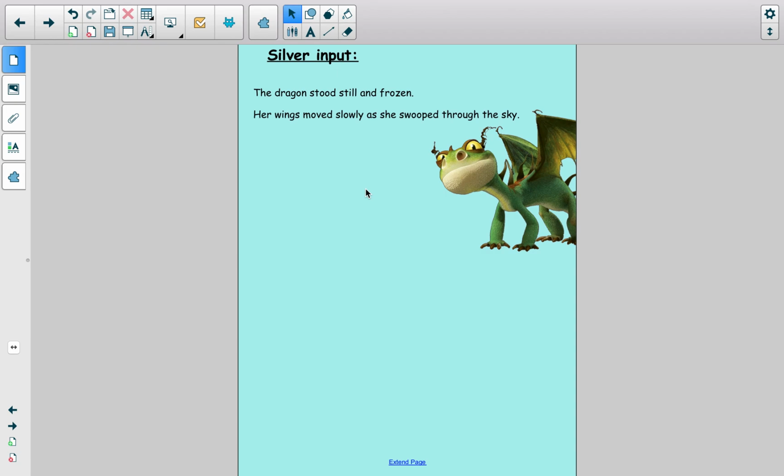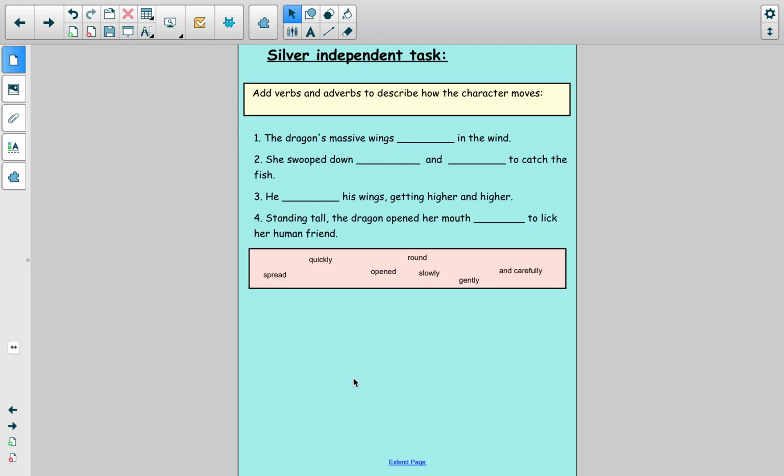If you think that inputting verbs and adverbs will challenge you enough in this lesson, then pause the video here and add verbs and adverbs to describe how the character moves to these sentences. Remember to write these sentences out in your books, use the word bank to help you, and send a picture of your work to your teacher on Teams. Try your best and pause the video now.